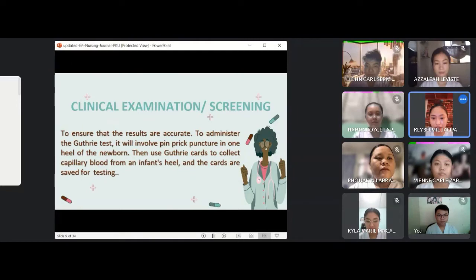To ensure that the results are accurate, administering the Guthrie test involves a prick puncture in one heel of the newborn or infant, and then using the Guthrie card to collect the capillary blood from the infant's heel, and the card is then safe for testing. So now may I call Ms. Laurel for the continuation of the case disorder.